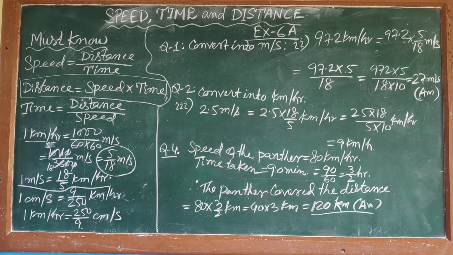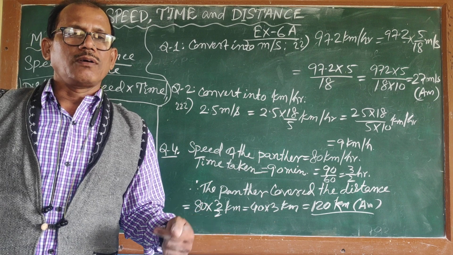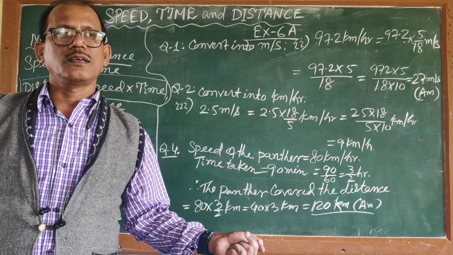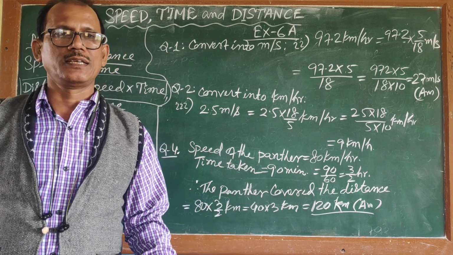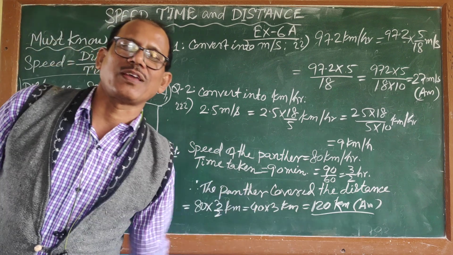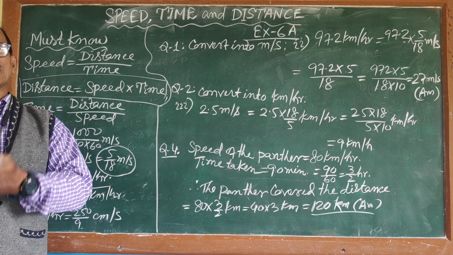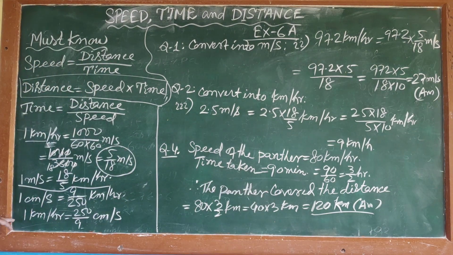How do you remember? See, kilometer per hour you are converting to meter per second. So you are converting to a smaller unit. Smaller unit means smaller value. Smaller value definitely will become 5 by 18. So 1 kilometer per hour is equal to 5 by 18 meter per second. 1 meter per second is equal to 18 by 5 kilometer per hour. That is what you remember.